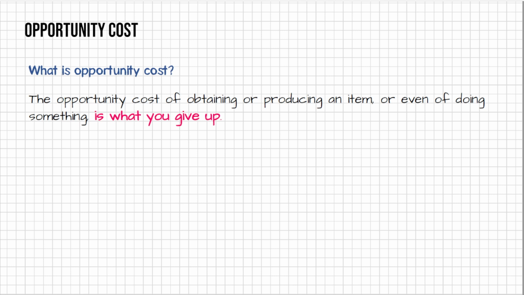The opportunity cost of obtaining or producing an item, or even of doing something, is what you are giving up. So, to understand this a little better, let's say you decided to go to college to study economics with a scholarship. Even though you're not paying tuition, you still have other monetary costs, like textbooks, transportation, food, and so on. But we also need to consider the opportunity cost of going to college. This opportunity cost is what you're not able to do while you're at school and studying for your classes. What are you giving up to study economics?